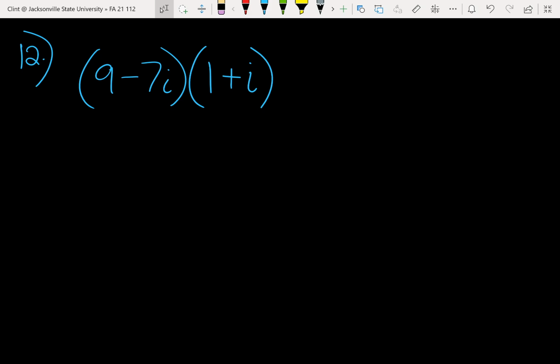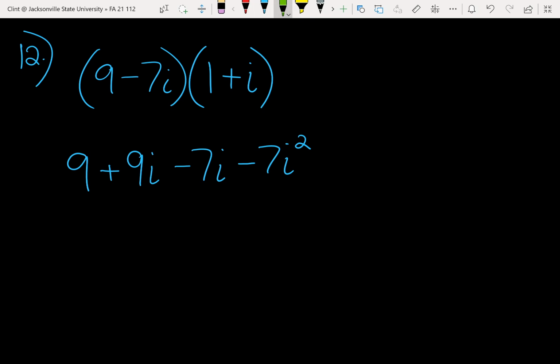Okay. So how do we multiply these two? What do we use? Yeah, we can use FOIL. So I'll do 9 times 1 is 9. 9 times i is 9i. Negative 7i times 1 is negative 7i. And then the last term is negative 7i times i is negative 7i squared.